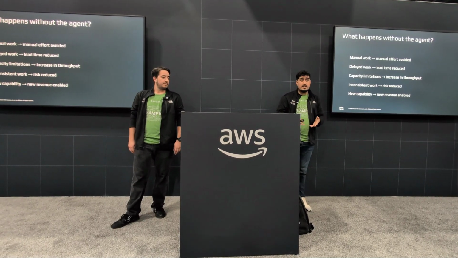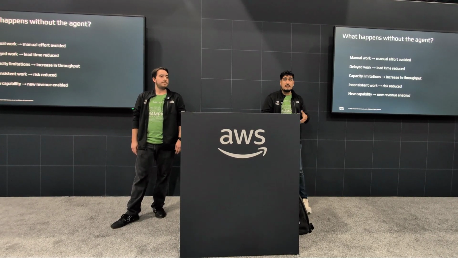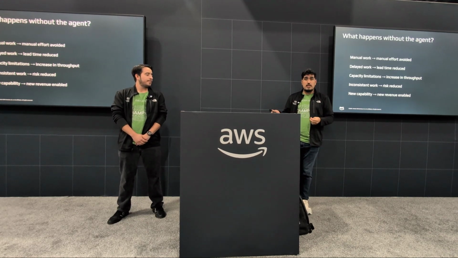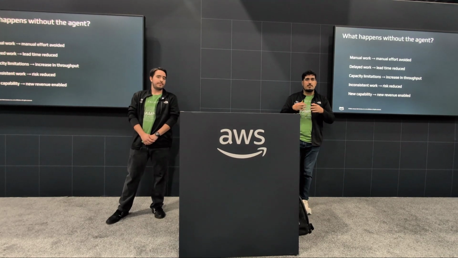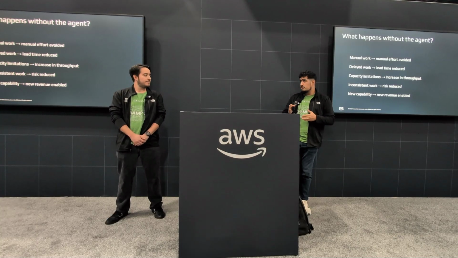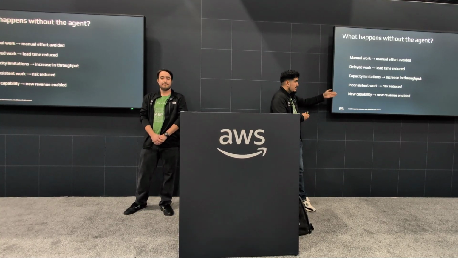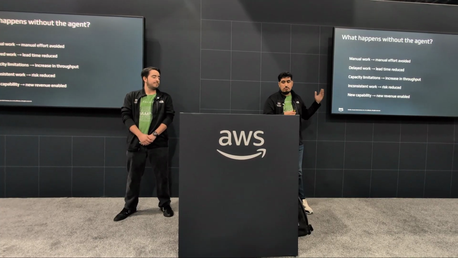And finally, it may be introducing new capabilities. Like we said, hey, we're translating from Spanish to English. What if we want to translate from Chinese? We wouldn't even know where to begin. So the agent would be introducing a net new capability for us, which introduces new revenue.